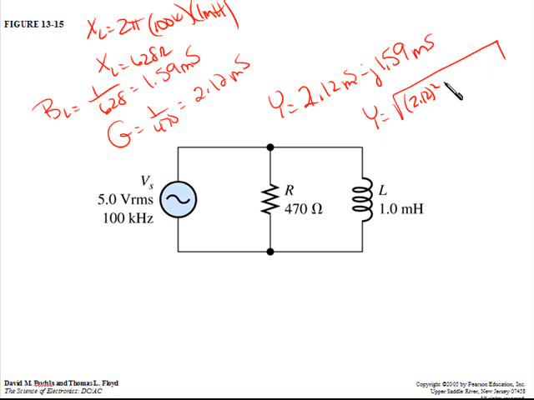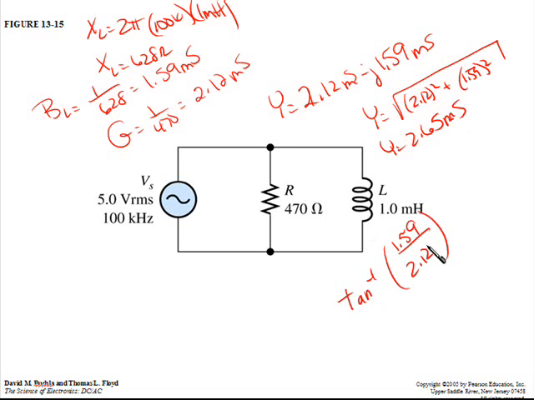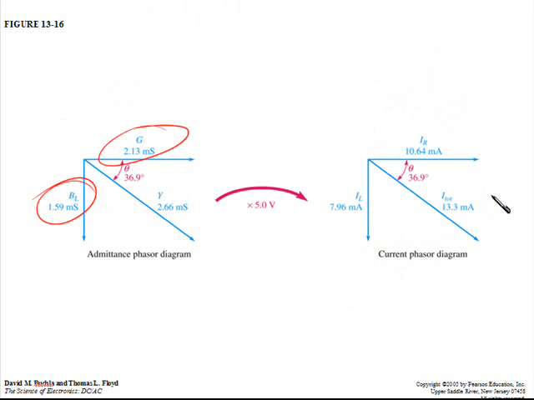It's going to be 2.12 squared plus 1.59 squared, square root, is 2.65 millisiemens, and the angle is going to be 1.59 over 2.12 milli. 1.59 divided by 2.12, inverse tangent is 36.9 degrees. And multiplying by 5 volts will give you the currents.